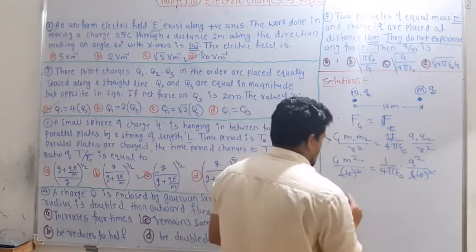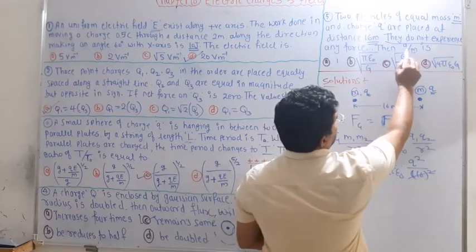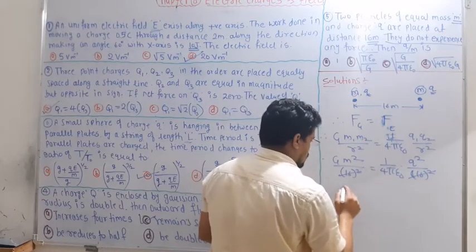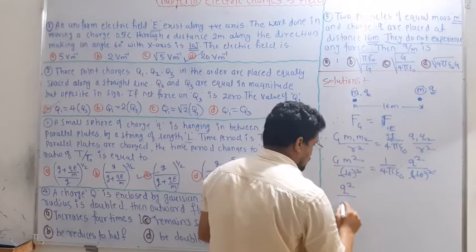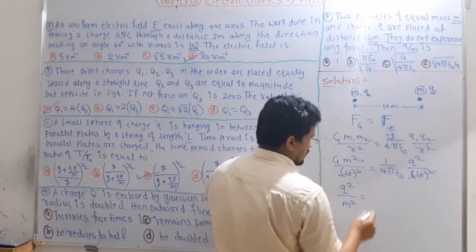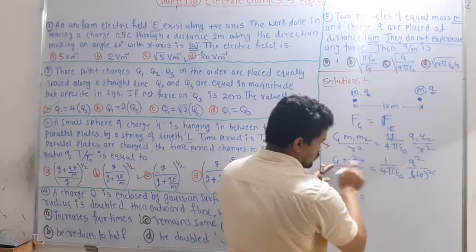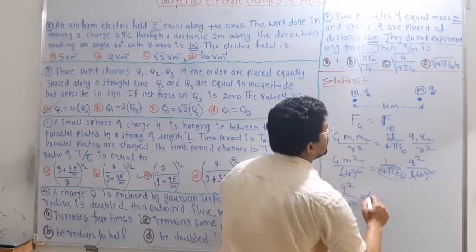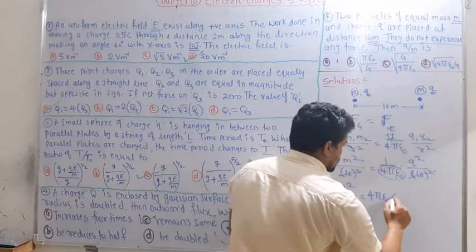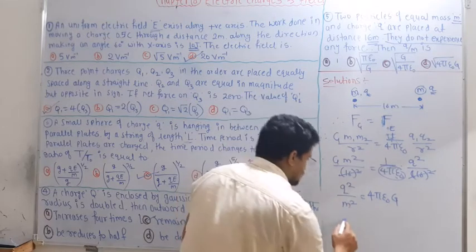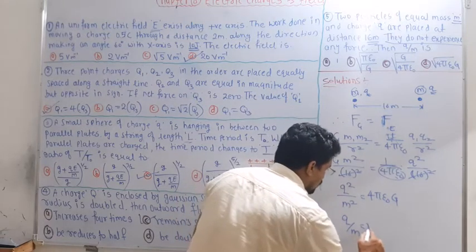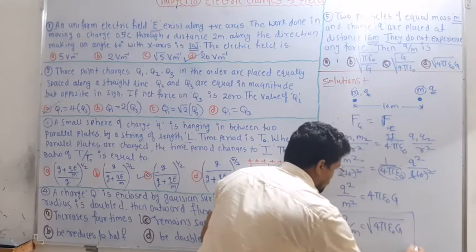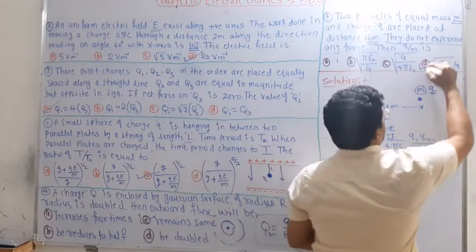What is left? But we need q by m. What will be the q by m among these options? Keep q square here, divided by m square. Q square will be on top, m square at the bottom, and 4 pi epsilon naught will multiply with G, so it becomes 4 pi epsilon naught multiplied by G. Take the square root, so q by m is equal to under root of 4 pi epsilon naught G. So option D is correct.